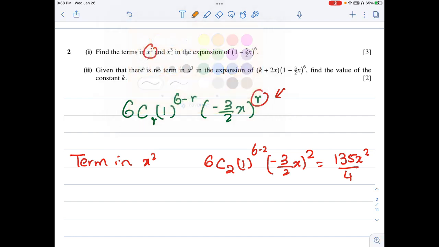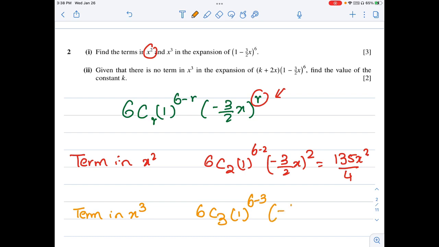Next, I want x cube. So the term in x cube: the r value should be 3, 6C3, 1 to the power of 6 minus 3, times minus 3 upon 2x, whole to the power of 3. Use the calculator, you should be able to get the answer minus 540 x cube upon 8.